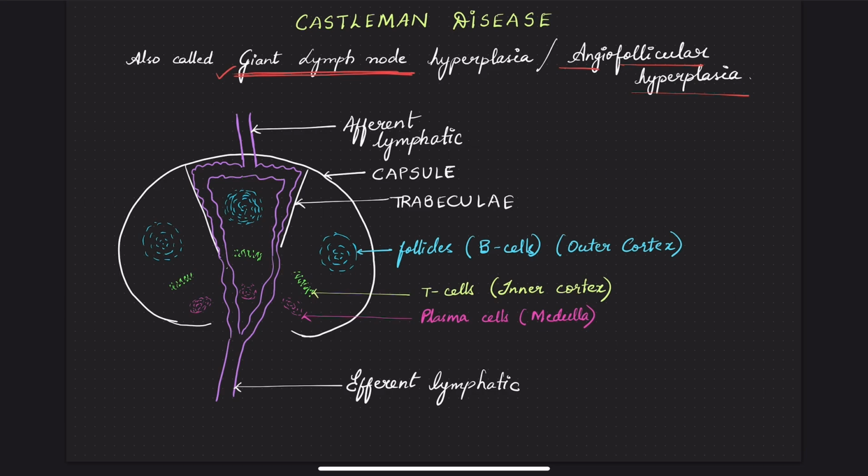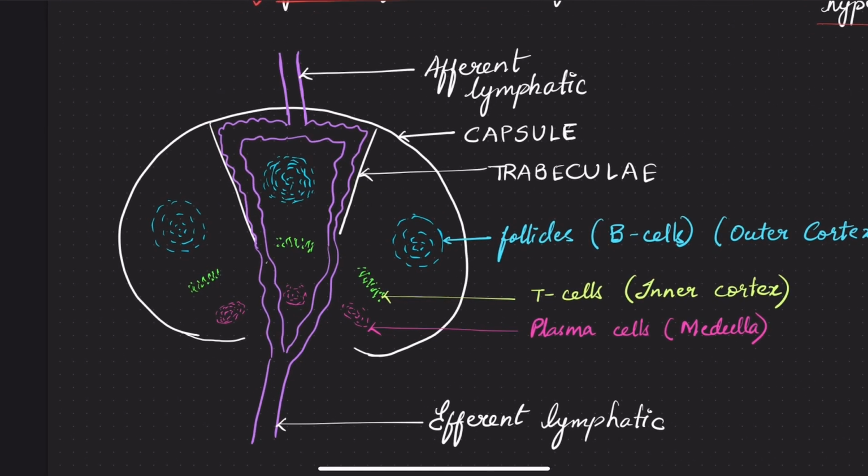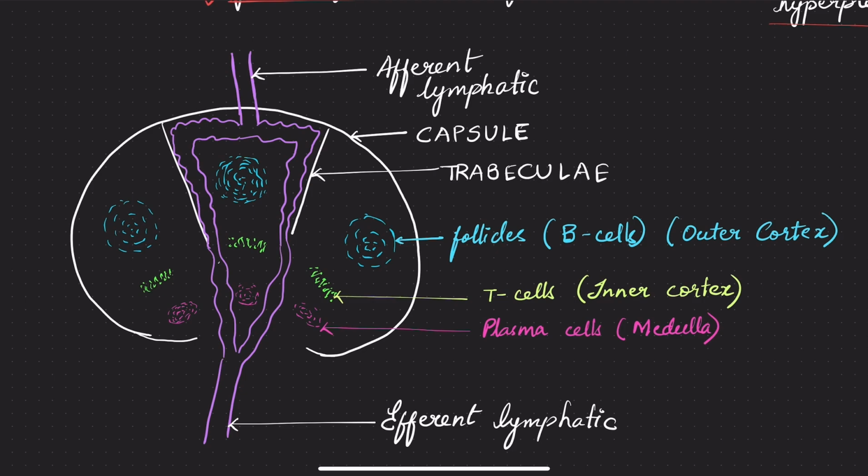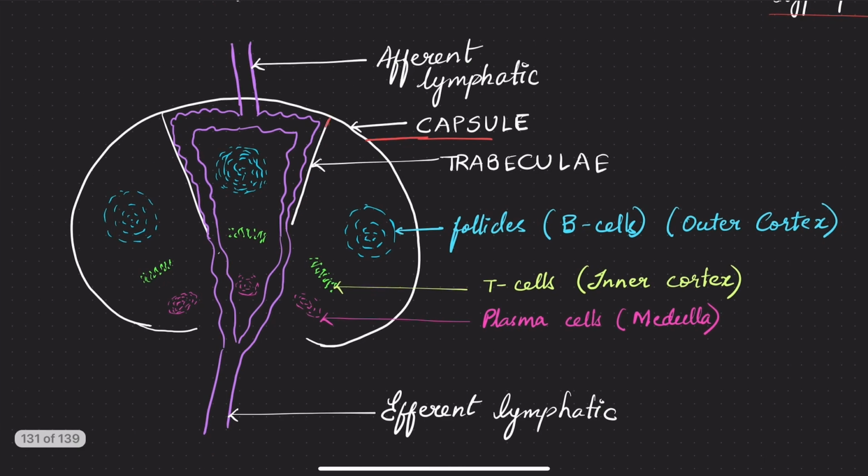So first, let us have a basic idea about the structure of a lymph node. This is one lymph node having this capsule. This is the outer capsule. These are the trabeculae, or the cords of trabeculae. So the lymph node receives lymph from this afferent lymphatic vessel. Afferent lymphatic vessel brings lymph inside the lymph node.